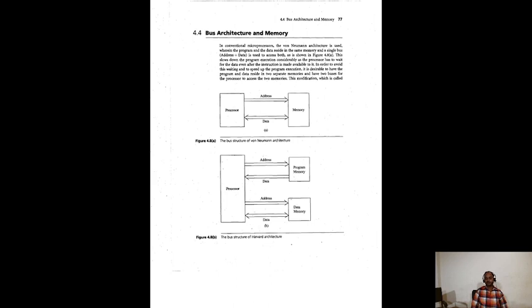Otherwise, if you have a code storage in a memory dedicatedly, and you have a storage for data separately, we call it a Harvard architecture. Almost all present architectural requirements follow the Harvard architecture, because we have a dedicated memory for code storage and a dedicated memory for data requirement.